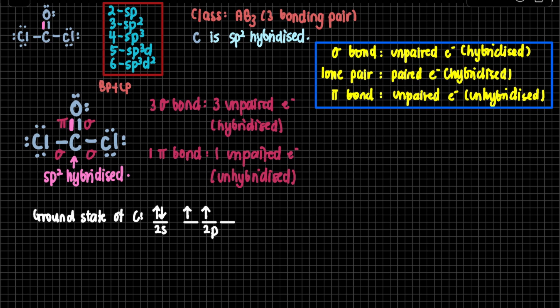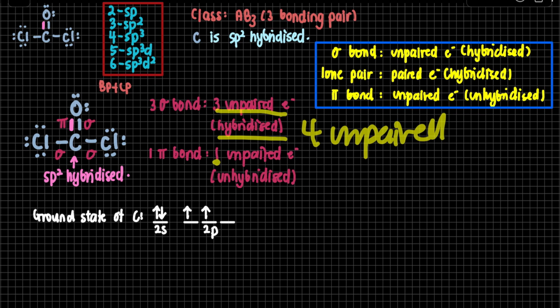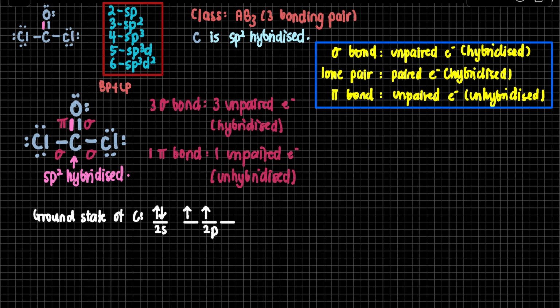For the excited state, again, based on what we have labeled here, we want 4 unpaired electrons total. Because 3 unpaired are hybridized, and 1 unpaired is as well, but it is unhybridized. Still, we need 4 unpaired electrons. So what happens is that one of the electrons here will be excited to this 2p orbital.